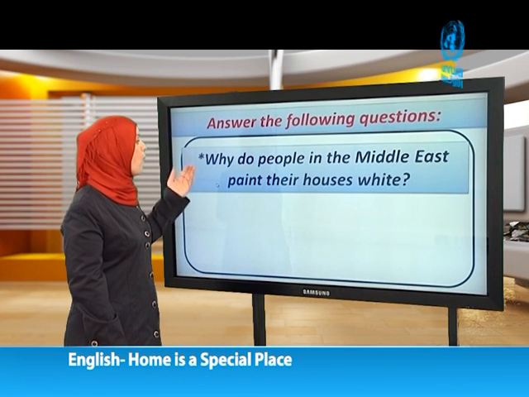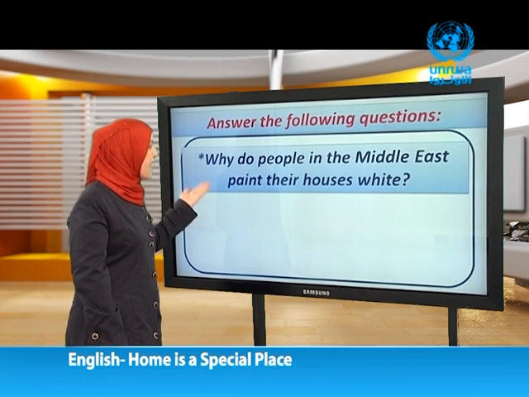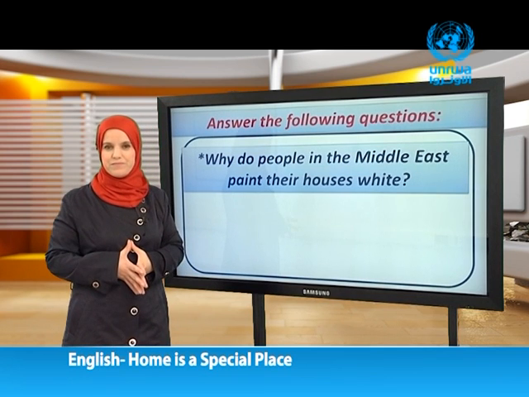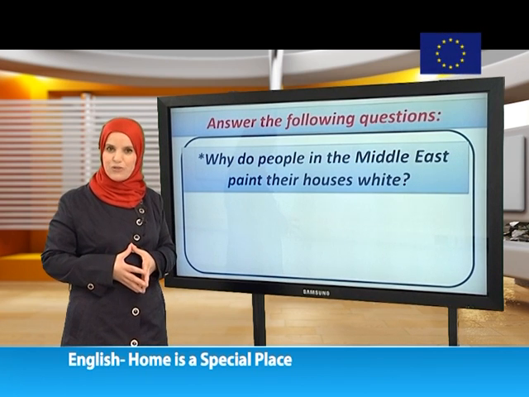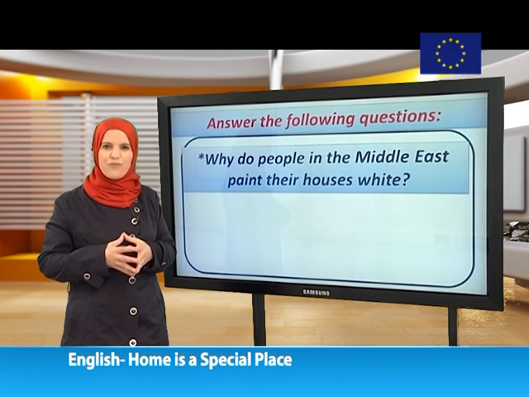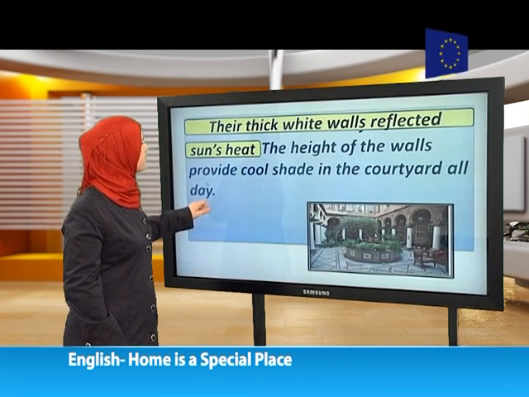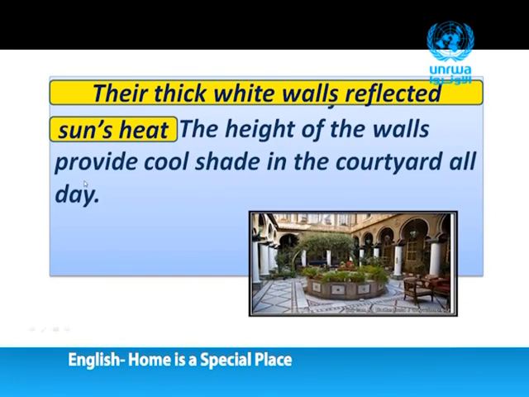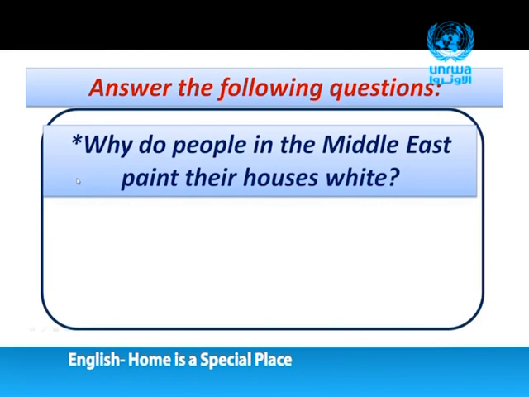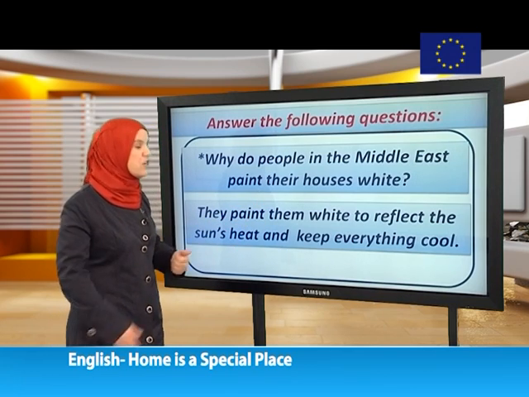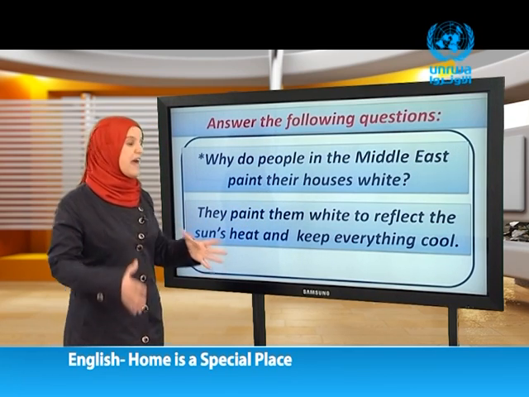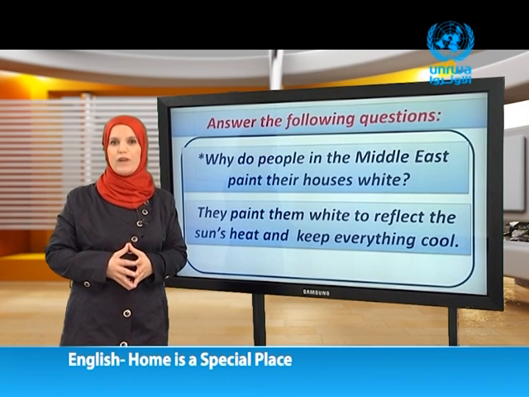Next one. Why do people in the Middle East paint their houses white? Why asks about reason or purpose. Let's go back to the paragraph and scan for the answer. Their thick white walls reflected the sun's heat. So, why do people in the Middle East paint their houses white? They paint their homes white to reflect the sun's heat and keep everything inside cool.